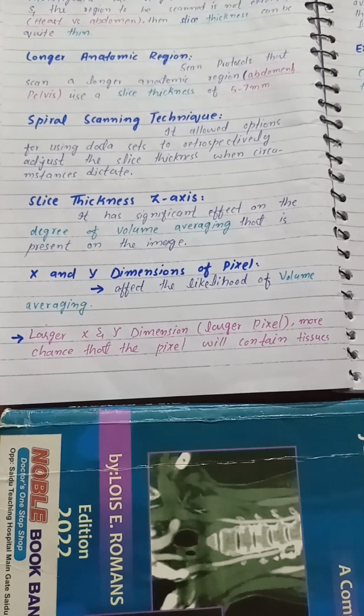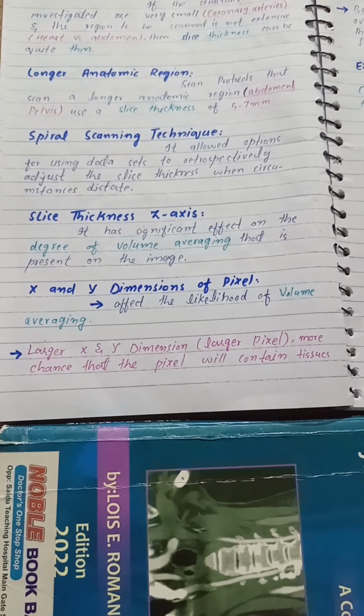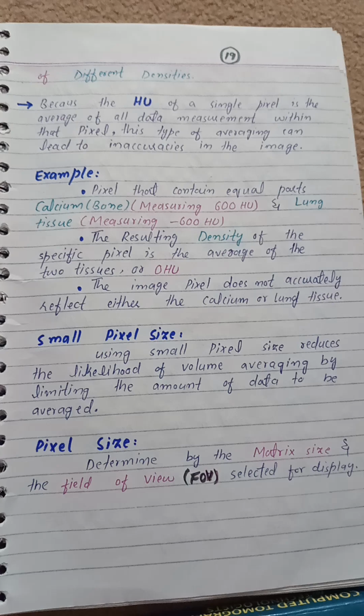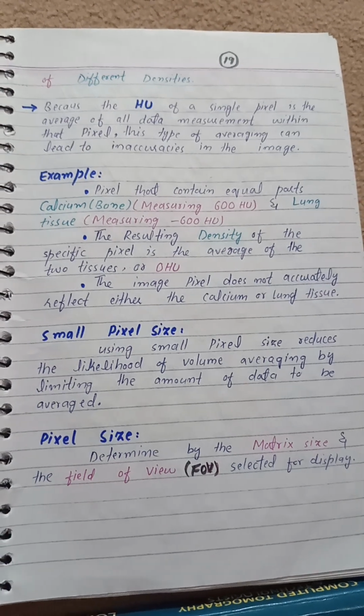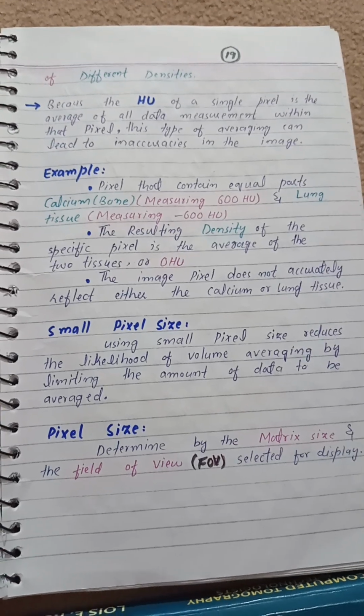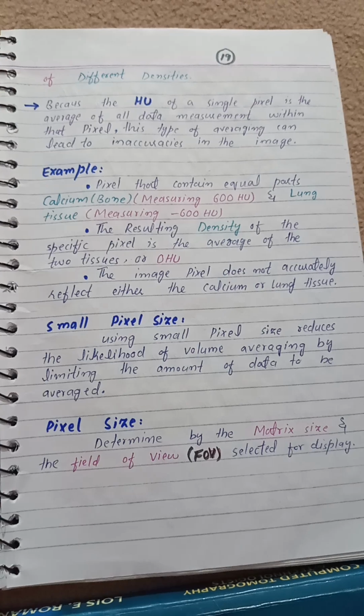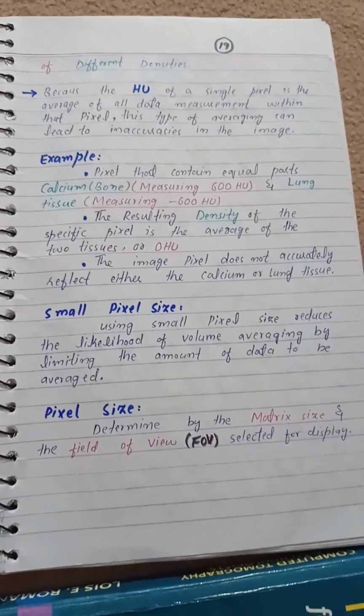Large X and Y dimensions, large pixel, more chance that the pixel will contain tissues of different densities, because the Hounsfield unit of a single pixel is the average of all data measurements within that pixel. This type of averaging can lead to inaccuracies in the image.